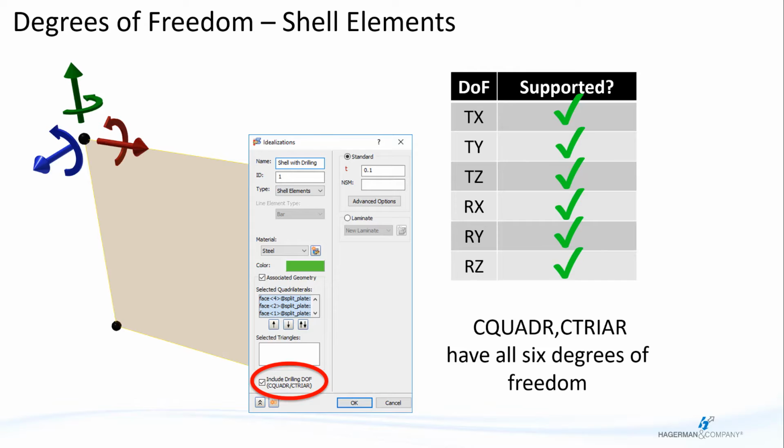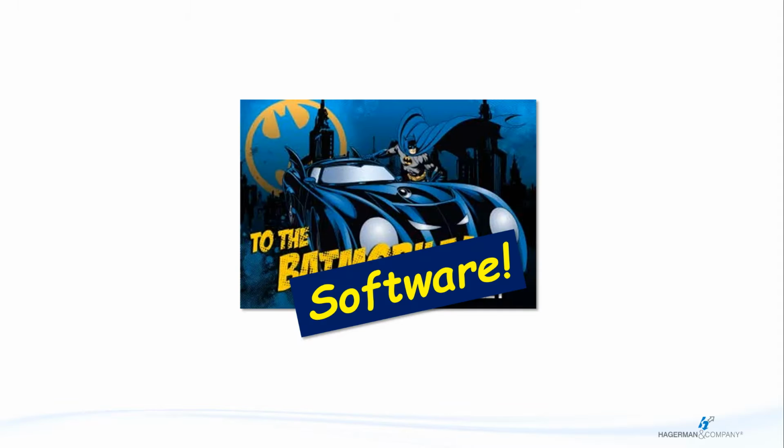Either there will be a specific element that has the drilling degree of freedom, or an option to activate the drilling degree. So if you're going to apply a load, such as a moment or a rotation in this direction, be sure to use the element that supports it. Now, let's jump into the software and demonstrate this stuff. Now that you know the basic rules, let's see how they actually affect the models.